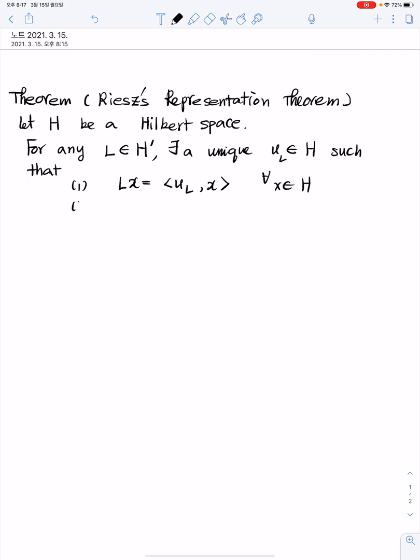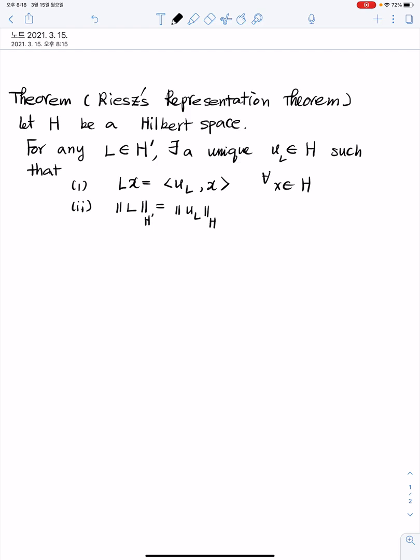And second property, the operator norm of L is the same as the norm of U_L. Okay, so this is the H norm, this is the H prime operator norm. So this is a very important Riesz representation theorem. I'm not going to prove it, but it is in our textbook. And then we have another theorem.